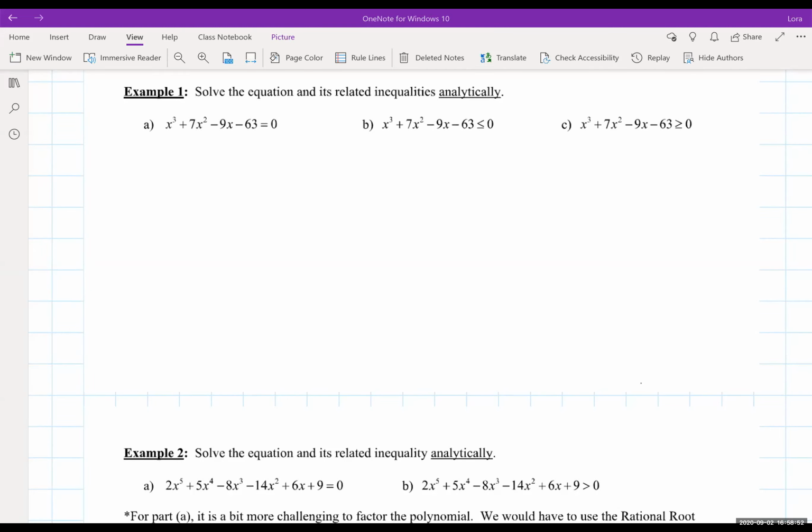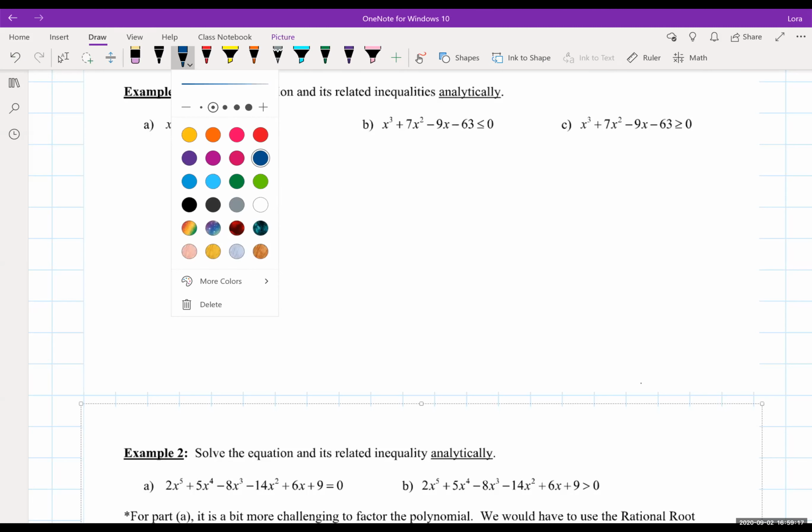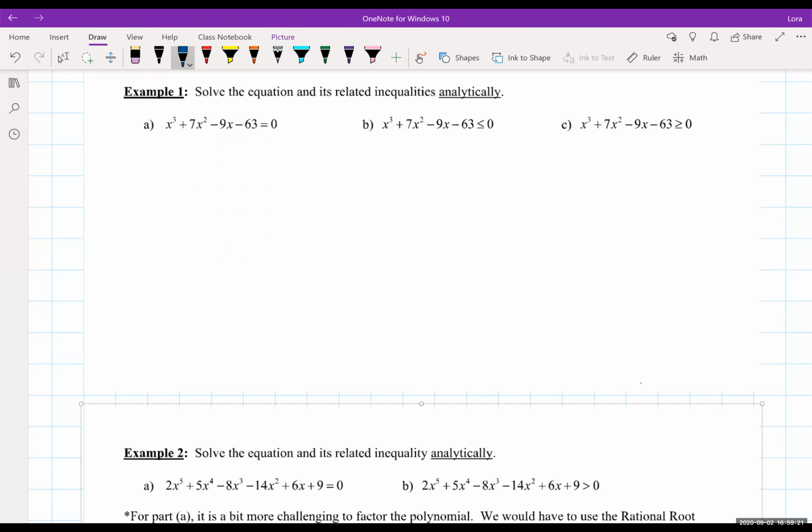Welcome back. We are looking at a little bit of a review of how to solve polynomial equations analytically. And we'll deal with how do we solve the related inequalities analytically. So from the previous section, we did have a technique: if we were trying to solve the polynomial equation, the first thing we would try to understand for ourselves would be, can we factor? And if we can, that's what we do.